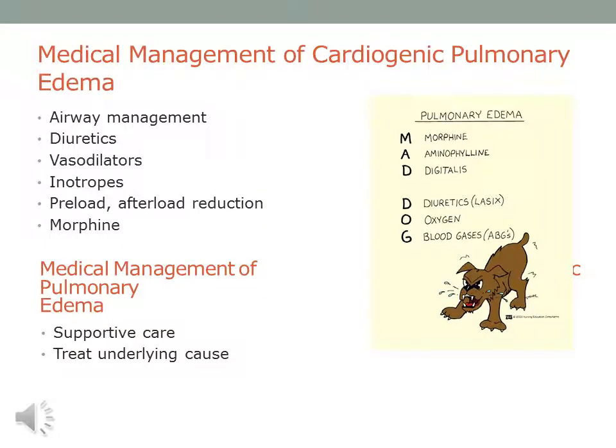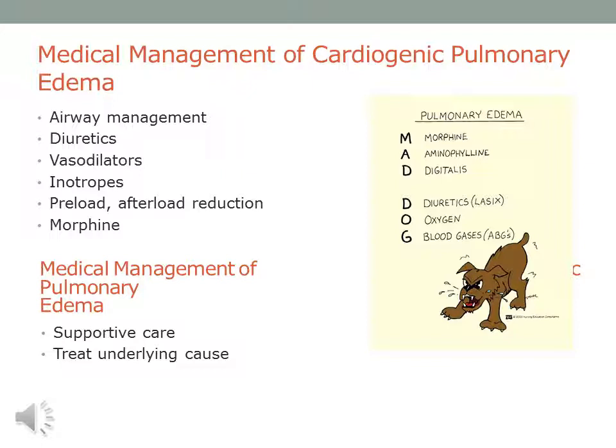In the previous slide, we talked about general medical management for pulmonary edema. If we break it down further and talk specifically about cardiogenic pulmonary edema, we're going to be focusing on factors that are related directly back to the heart's inability to pump effectively. So we're going to make sure we do airway management to keep that oxygenation status adequate. And then vasodilators, diuretics, inotropes, we're really focusing not only on cardiac output, meaning afterload, but we're also going to be focusing on preload. And then we're going to be giving morphine.